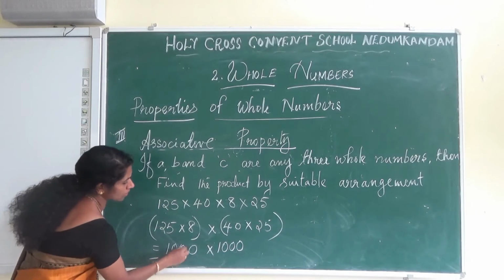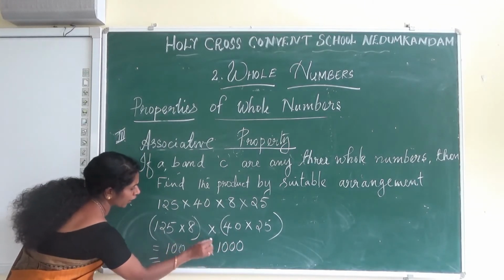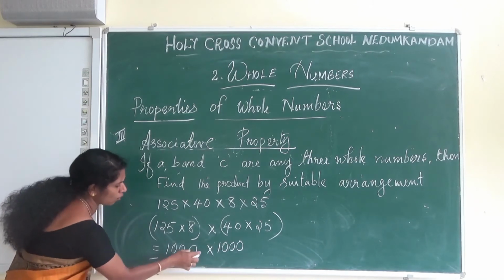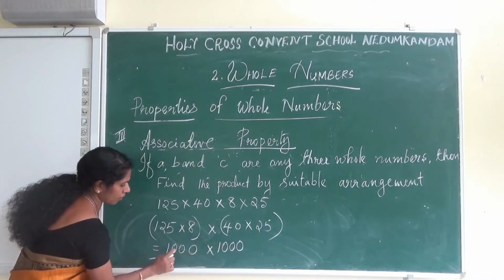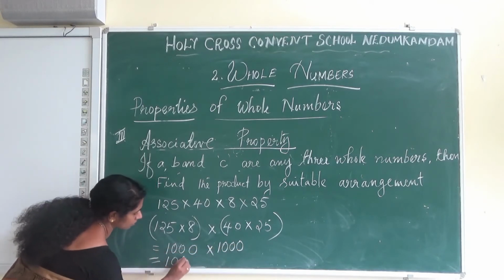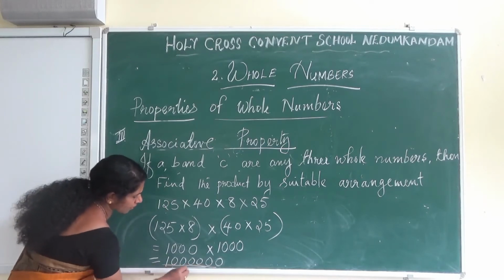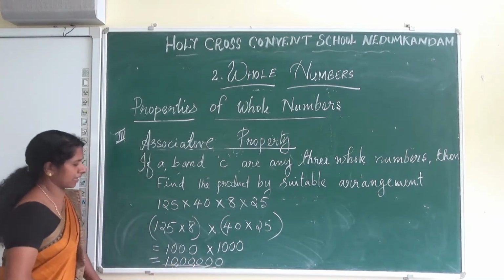So 1000 into 1000. 1000 into 1000, it is very easy to multiply. 1 into 1 is 1. Now, how many zeros are there? That is 1, 2, 3, 4, 5, 6. Put those zeros. So the answer becomes 10 lakh.